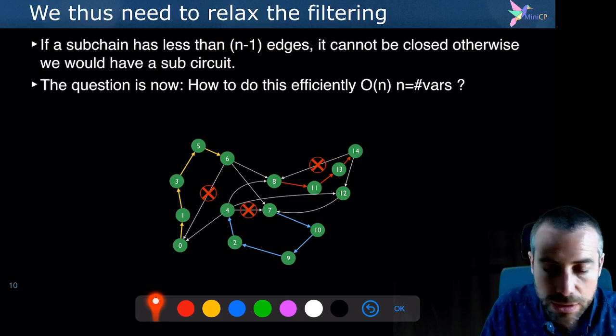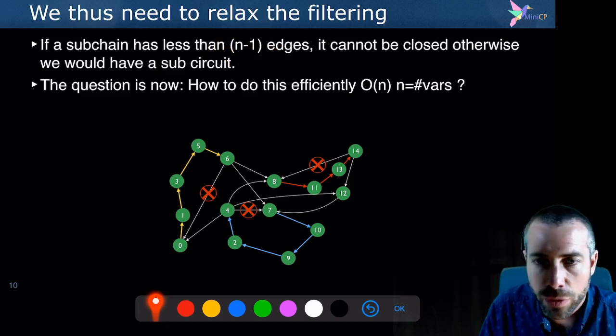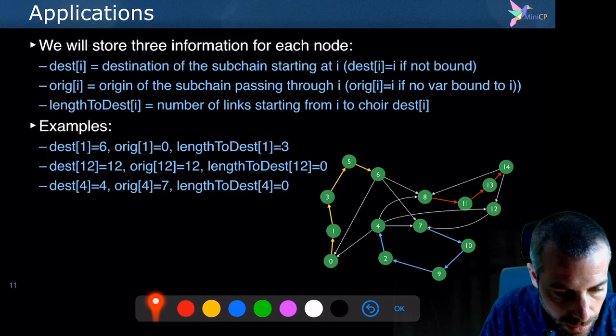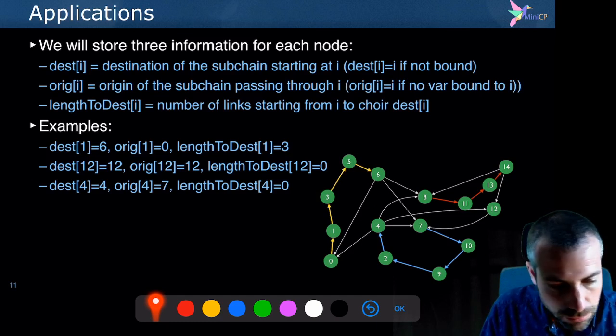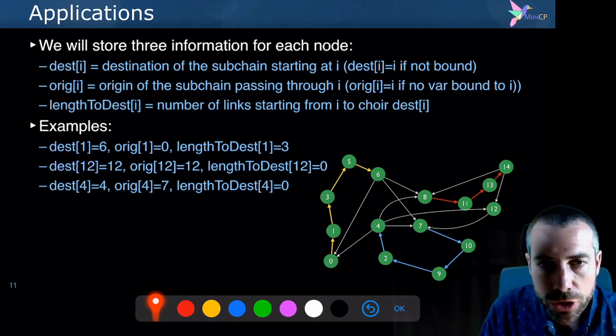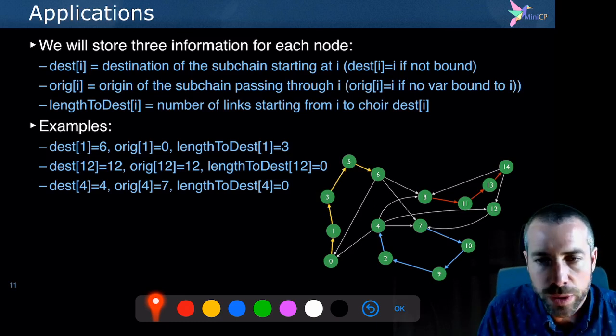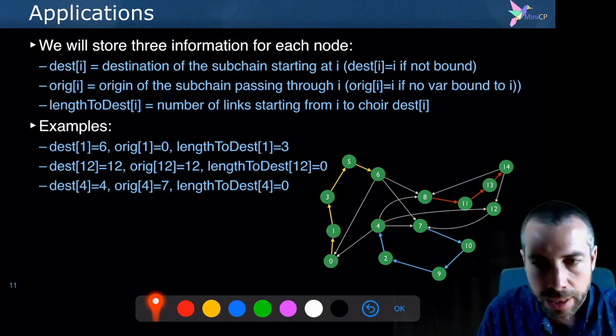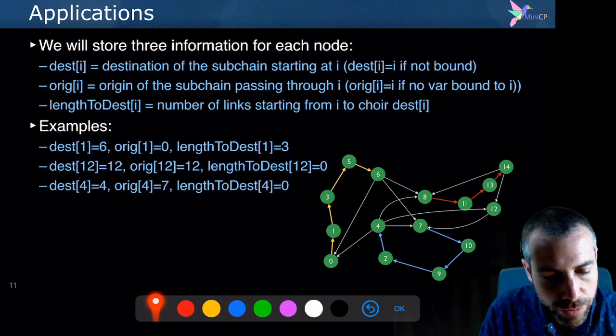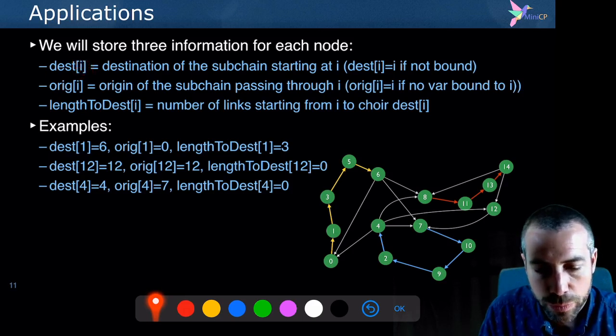The question is, how do we solve this efficiently for n variables? We need some data structure that we will maintain during the search to do this efficiently. Actually, we will maintain 3 pieces of information for every node. First, the destination of the subchain: starting in node I, what is the destination of the subchain? If the node is not bound, we will assume that there is a self loop, and the destination of node I is I itself.